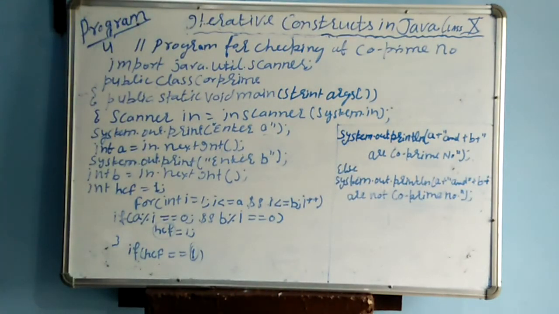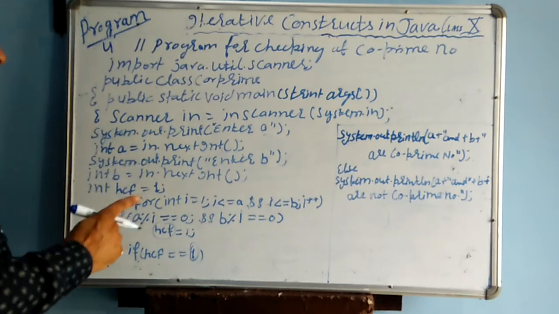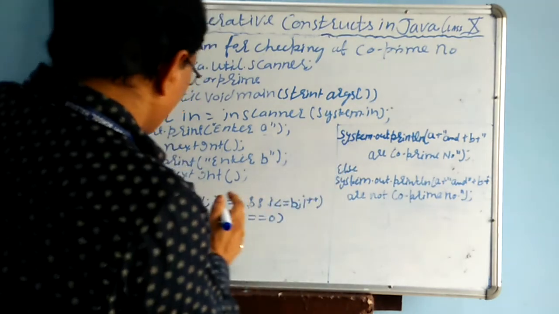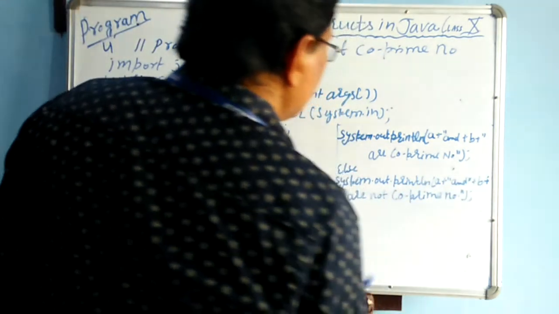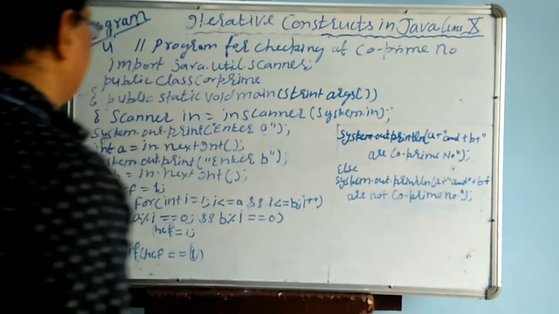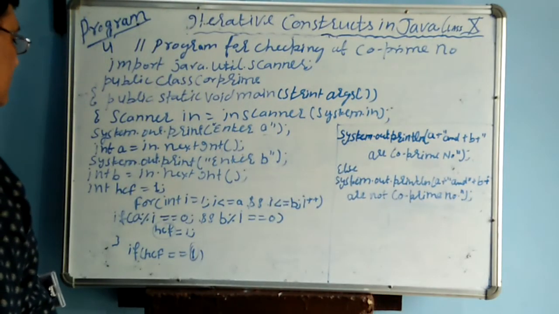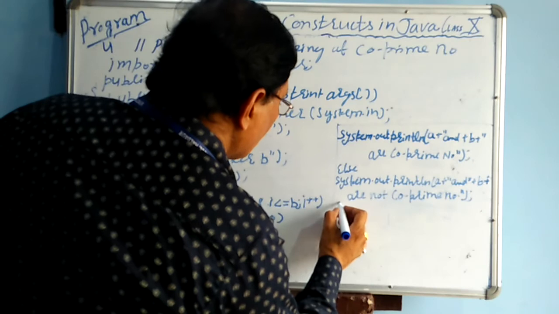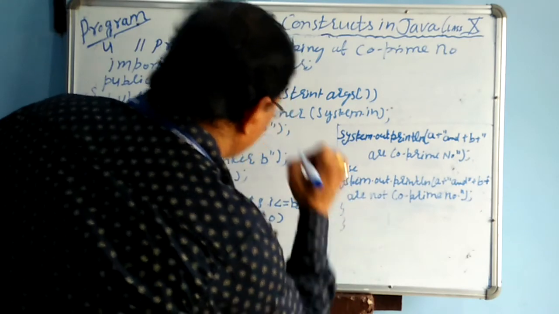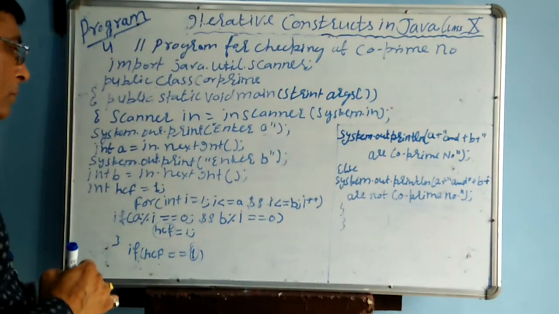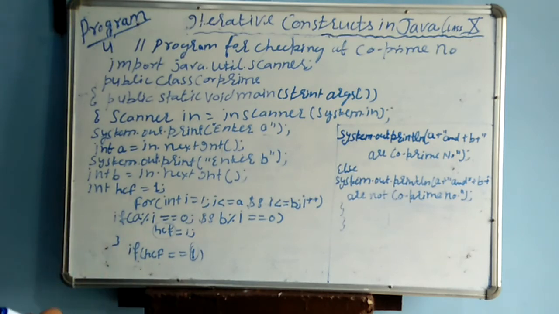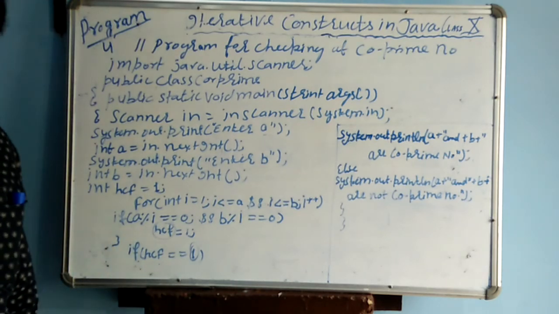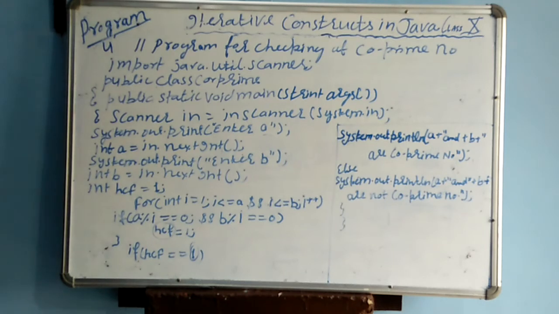Clear? And otherwise, it will print that a and b are not coprime. I think all the students understand how the loop starts. One more time I will explain how the loop works.